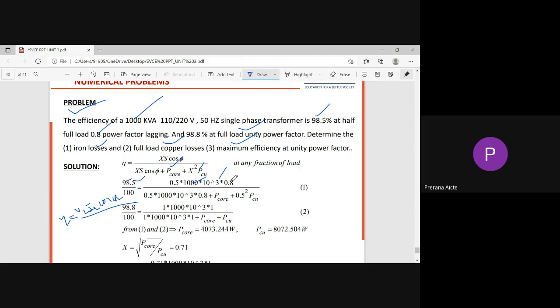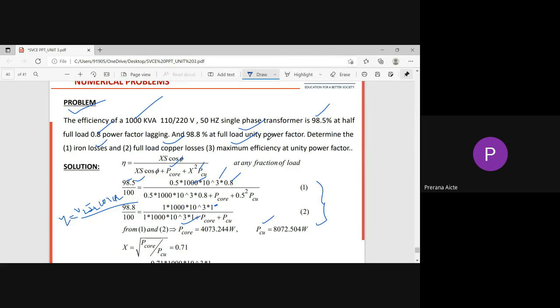What is the power factor? 0.8 power factor in the first case. Second case, 98.8% full load condition, but power factor is unity here, it is 1. In the first it is 0.8. These are the two different cases. One is half load 0.8 power factor. Second one is full load unity power factor. Your percentage efficiency is 98.5 at half load, 98.8 at full load. So from these two equations we can resolve and obtain core losses and copper losses.